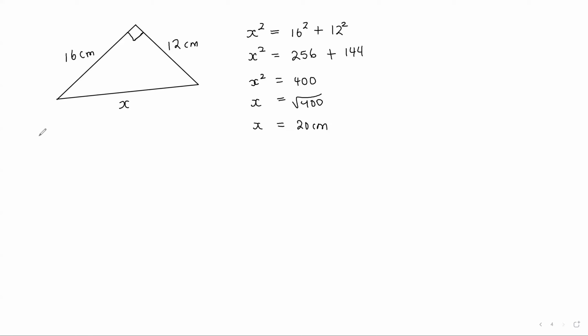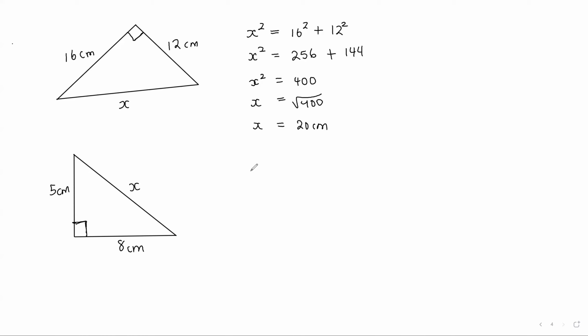Now the other ones are not going to have whole numbers. These are not going to be square numbers, so you're going to have to use your calculator and round your answer to one decimal place for me. All right, Joshua, let's begin with you. Let's say this is 5 centimeters and this is 8 centimeters. We need to find the hypotenuse here labeled x.